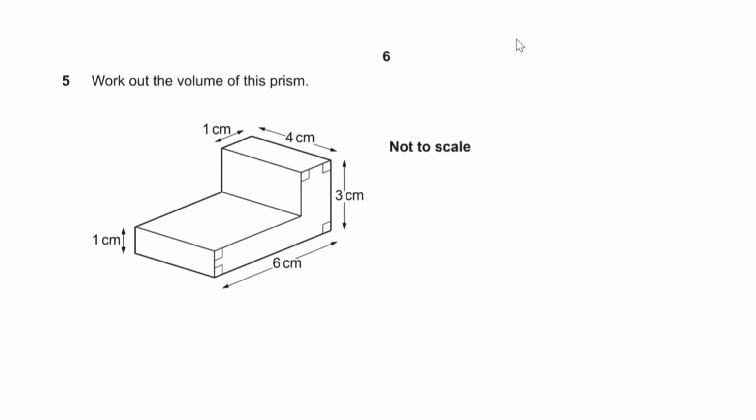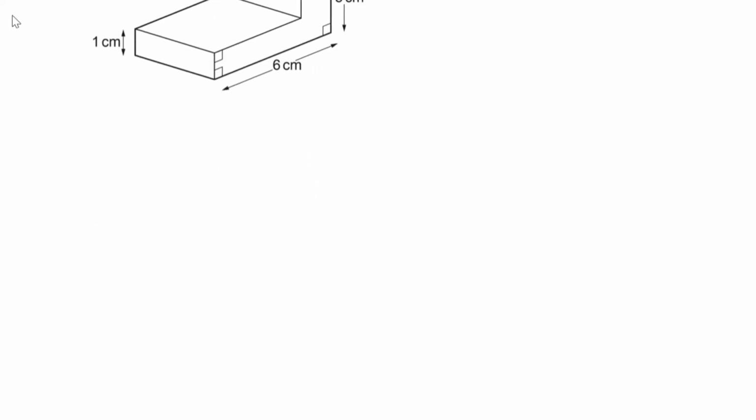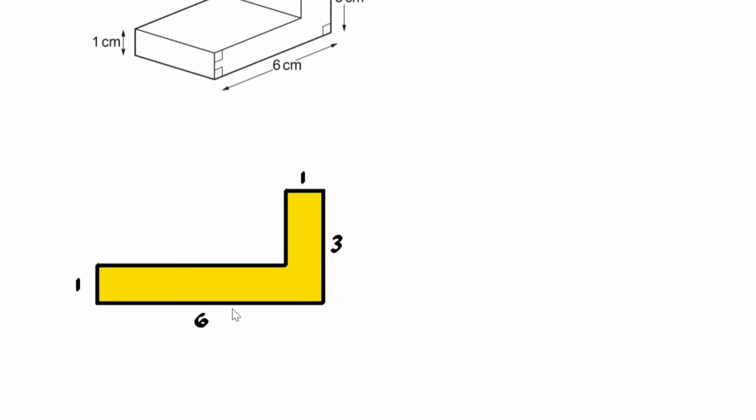Question number 5. We have to work out the volume of this prism. Well, what we need to do is work out the area of the cross section. Here we've got a diagram of the cross section with the lengths provided. We've got the 1 centimeter, the 6 centimeters, the 3 centimeters, and the 1 centimeter. To find the area of this cross section, we can complete this rectangle, find the area of the entire rectangle, and subtract the area of the smaller rectangle.